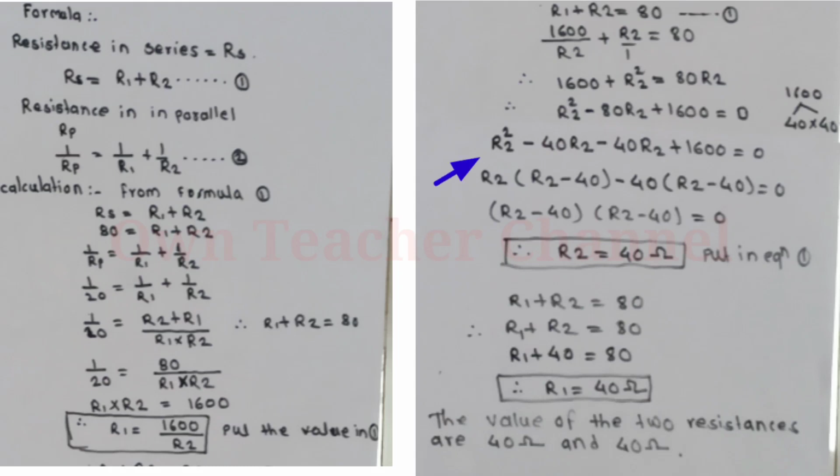R2 square minus 40 R2 minus 40 R2 plus 1600. R2 in bracket R2 minus 40 bracket close minus 40 in bracket R2 minus 40. So R2 minus 40 and R2 minus 40, two factors. Therefore, R2 is equal to 40 ohm. Now this value we will keep in our equation. R1 plus R2 is equal to 80. R2's value is 40. So we will keep here R1 plus 40 is equal to 80. So R1 is equal to 40 ohm. The value of two resistors are 40 ohm and 40 ohm.